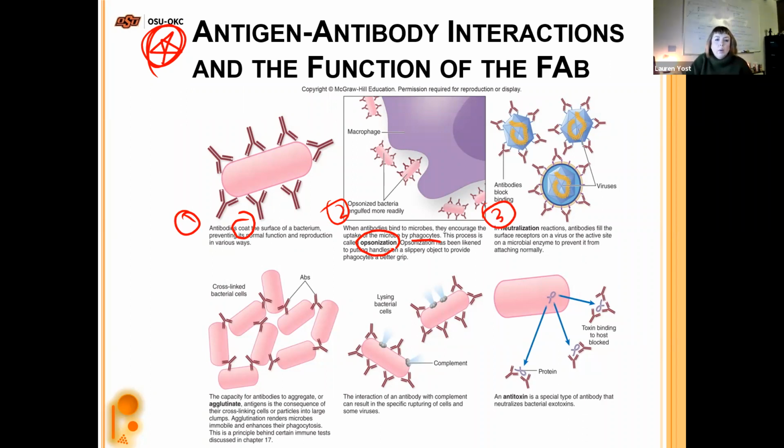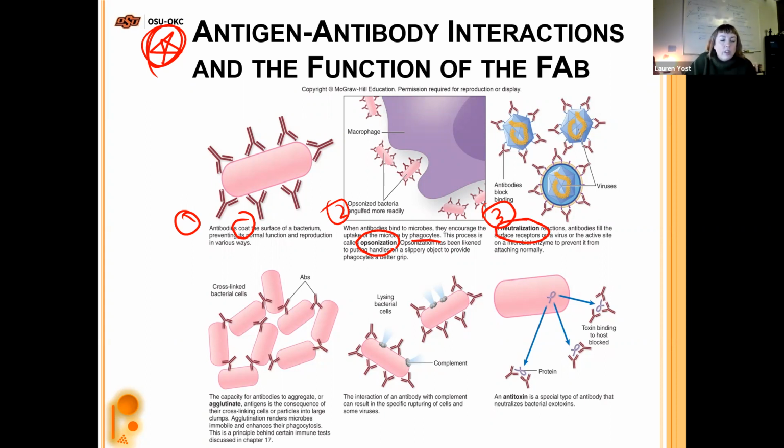we can essentially cover viruses and toxins and enzymes and everything like that. It doesn't have to just be large bacteria or cells. We can also interfere with the function of whatever that molecule is, that antigen is. That can be useful. That's called neutralization.